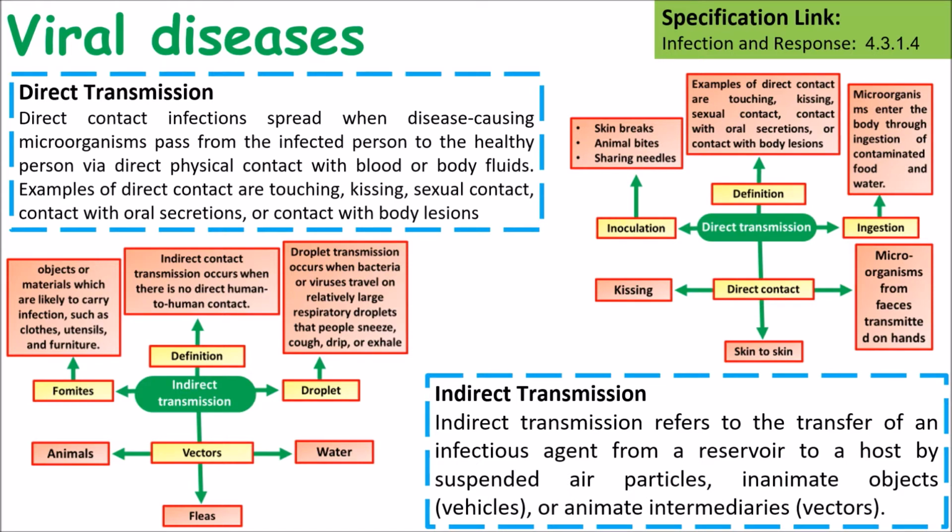Direct transmission, so direct contact: infections spread when disease-causing microorganisms pass from the infected person to a healthy person via direct physical contact with blood or body fluids. For example, kissing, sexual contact, etc. Indirect transmission refers to the transfer of an infectious agent from a reservoir to a host by something suspended in air particles, inanimate objects, or by a vector.